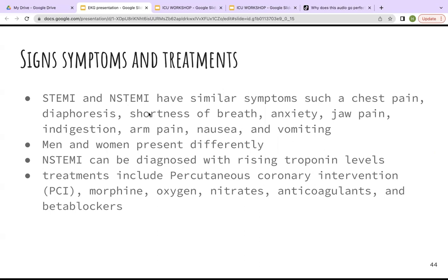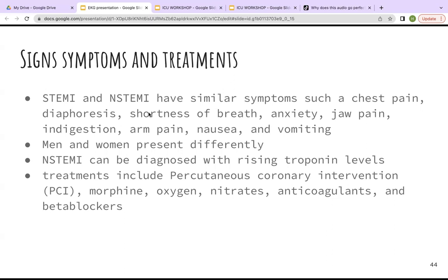Keep in mind, men and women present differently when they have an MI. Men are going to have that stereotypical grabbing of the chest, shortness of breath, and sweating. But women may come in and say, you know, I've had a lot of indigestion this week and my jaw kind of hurts. And they're not that stereotypical image of our heart attack patient. So it's important to know that because we don't want to write off someone's symptoms and miss this kind of diagnosis. Like I said, NSTEMIs can be diagnosed with rising troponin levels.